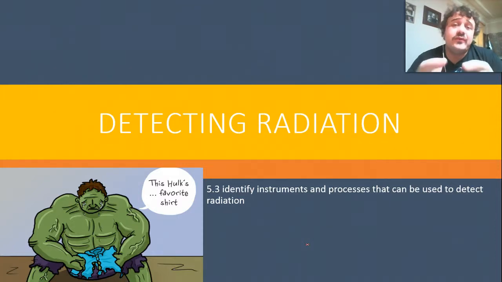Alright team, so we've looked at how we make radioisotopes and what radioisotopes are. Now we're going to look at how we detect them. How do we detect radiation? What equipment do we use? What should the Hulk have had around the lab to prevent his overexposure to gamma radiation in the first place?